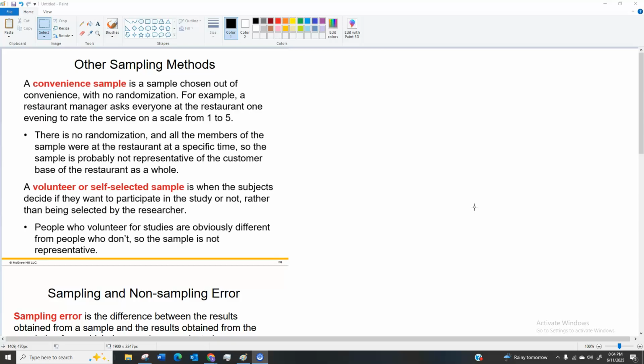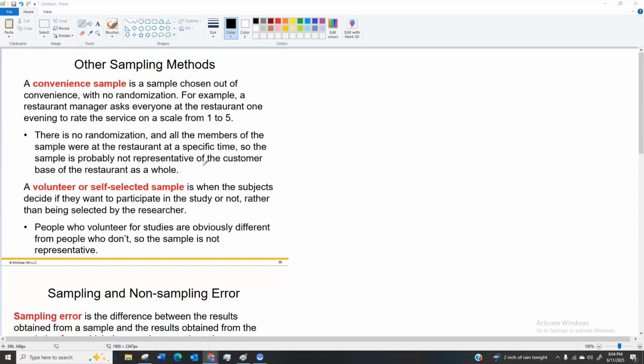So to wrap up section 1.3, we're going to talk about some other sampling methods, and then we're going to talk about what sampling and non-sampling errors are. These aren't really considered the main 4. We talked about the main 4: the random sampling, the systematic sampling, the stratified, and the cluster. But there's also a couple other methods, and there's probably more beyond this, but another common one would be a convenience sample, and that's where it's just out of convenience, no randomization.